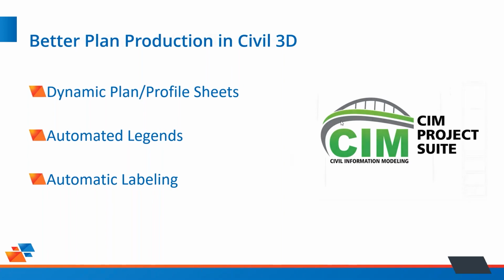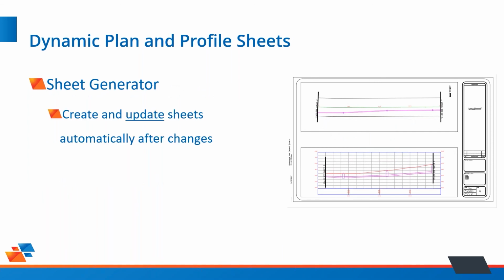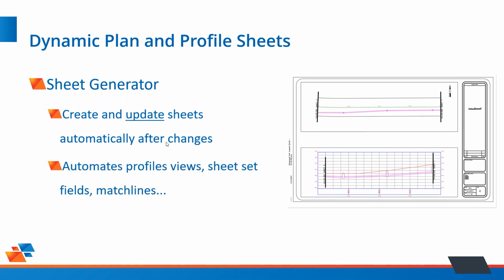So the first one, dynamic plan and profile sheets. This is a tool called Sheet Generator. It will create and also update your sheets automatically after those changes happen. It controls your profile views. It handles sheet set fields, your match lines, everything that goes into your plan and profile sheet production.